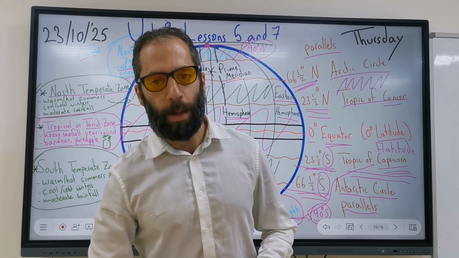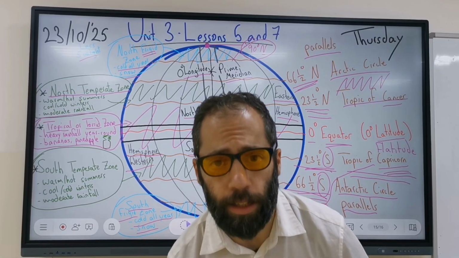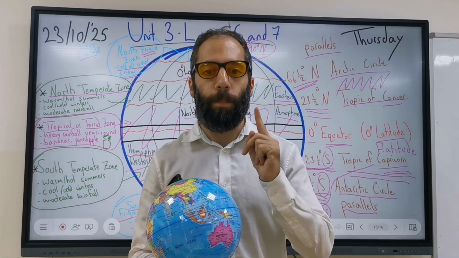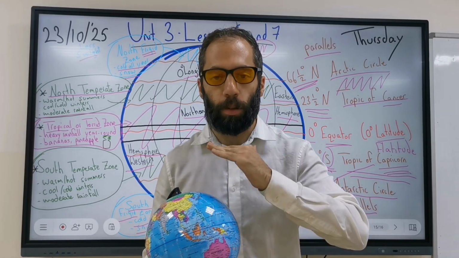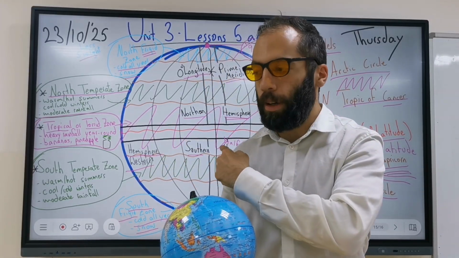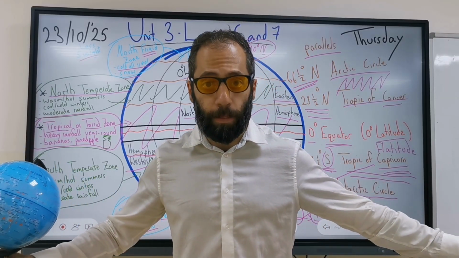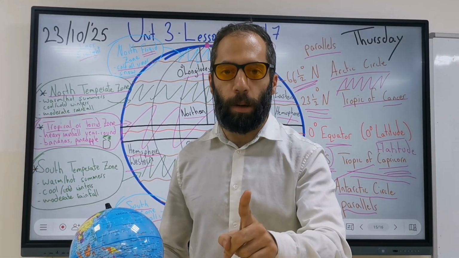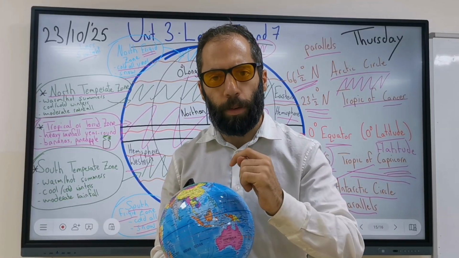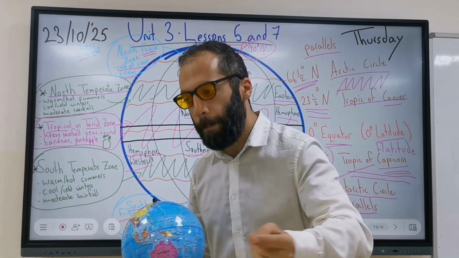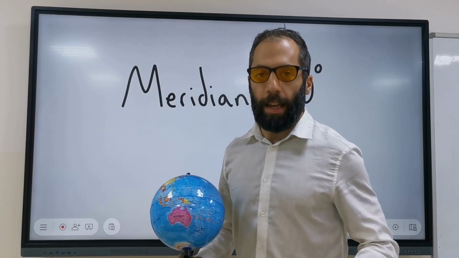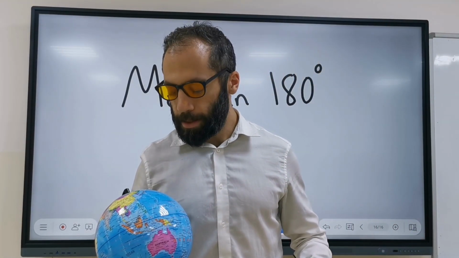I need to make an honorable mention. I need to give a shout out to one more line of longitude. I wasn't able to write it on the whiteboard because there's no more space left, but I will give it an honorable mention. And this line is called, let me reveal its name: Meridian 180. Meridian 180 degrees.